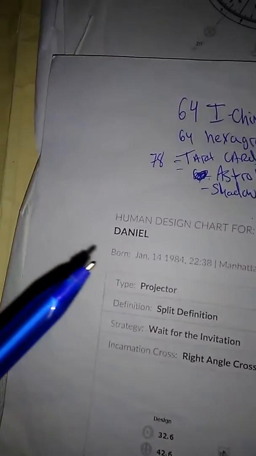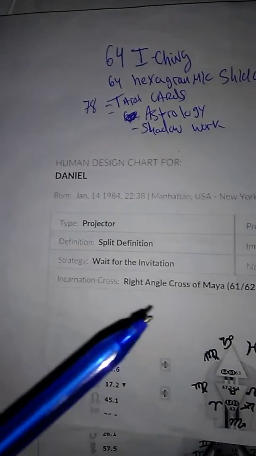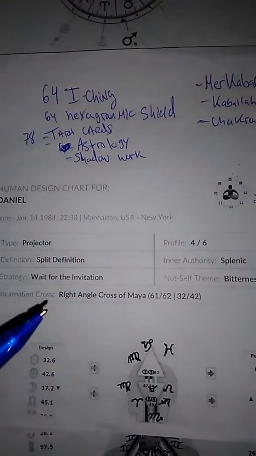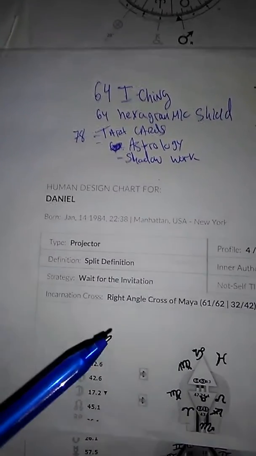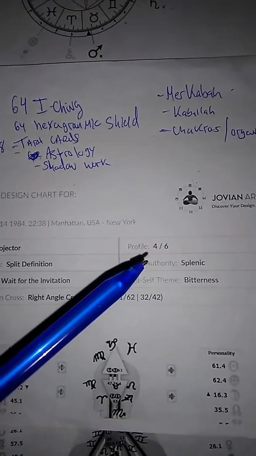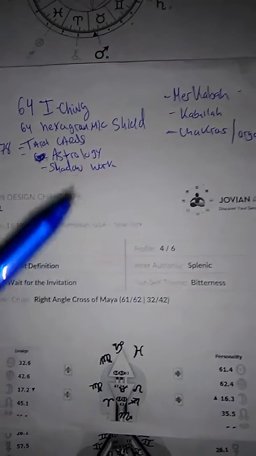Well, that's the broadest sense of the word. These are all pretty broad. Split definition, wait for invitation. The incarnation cross has a lot of different deviations which you can fall into. That's mine. There's also profile, inner authority, and the not self theme.